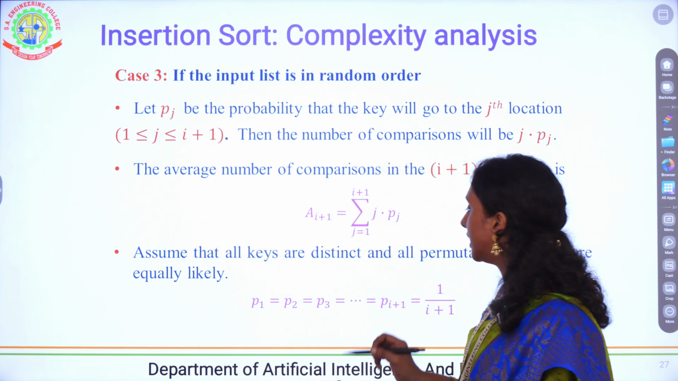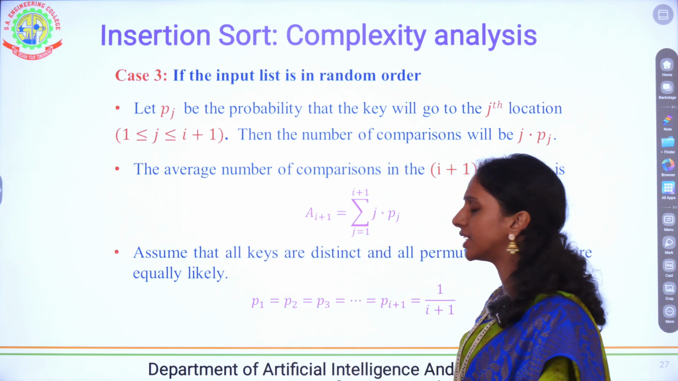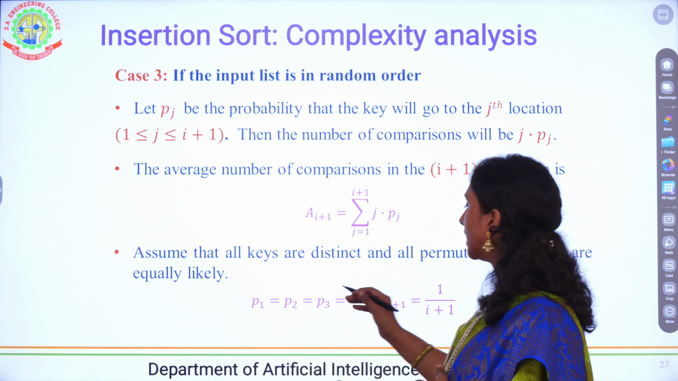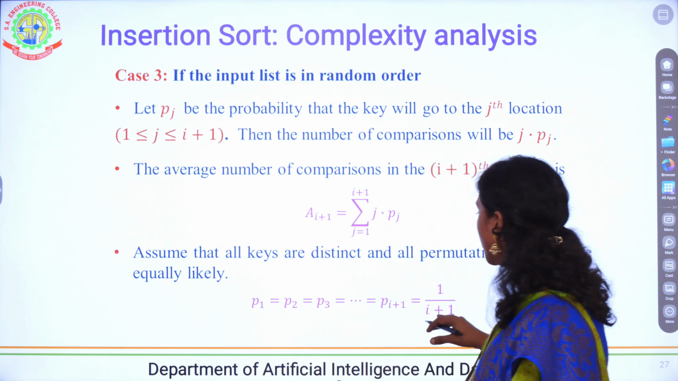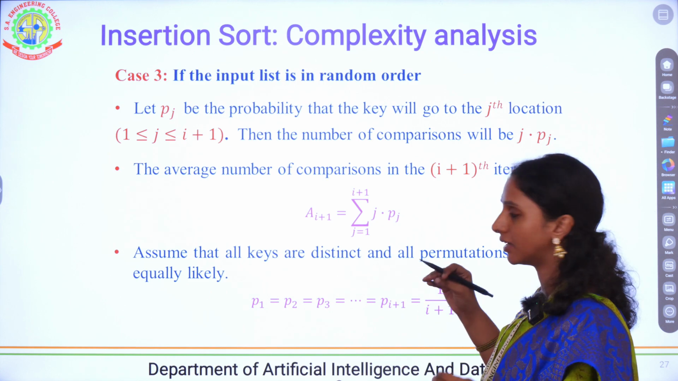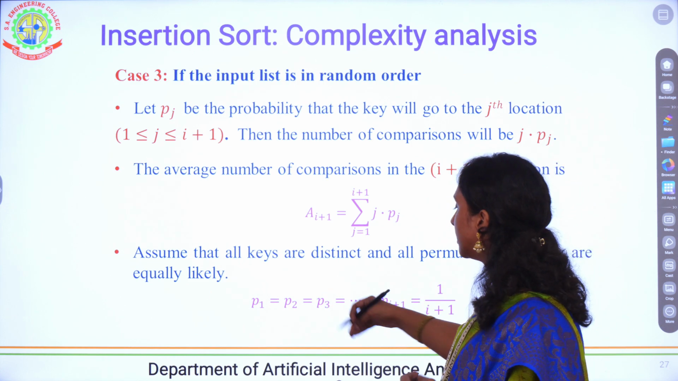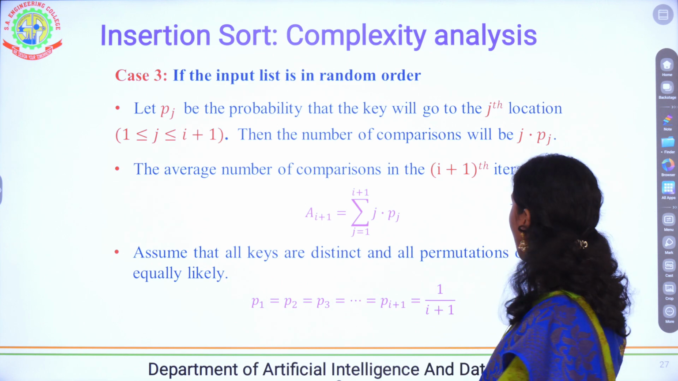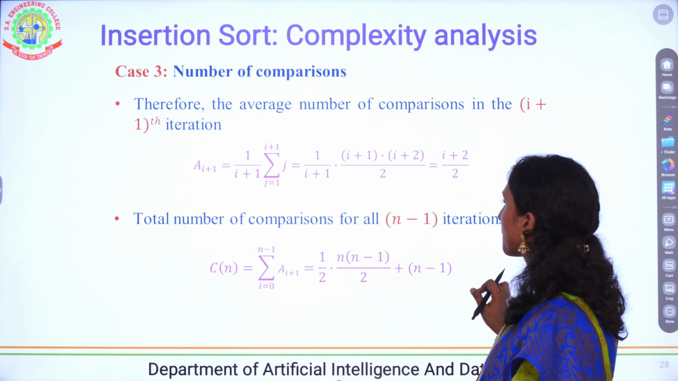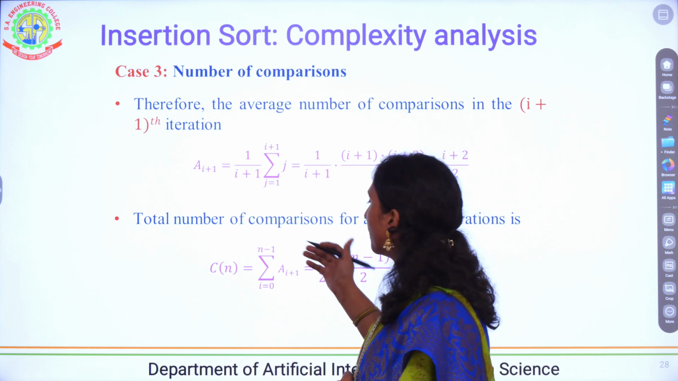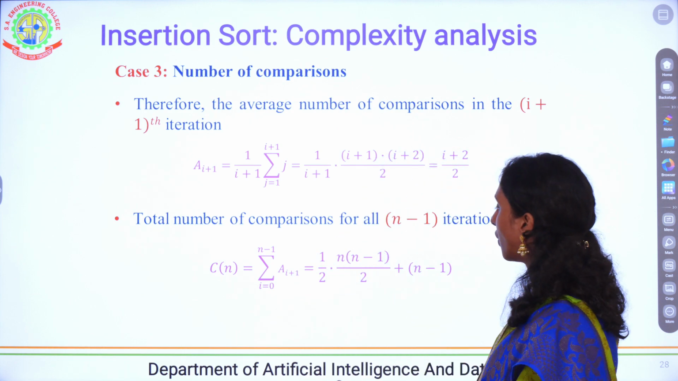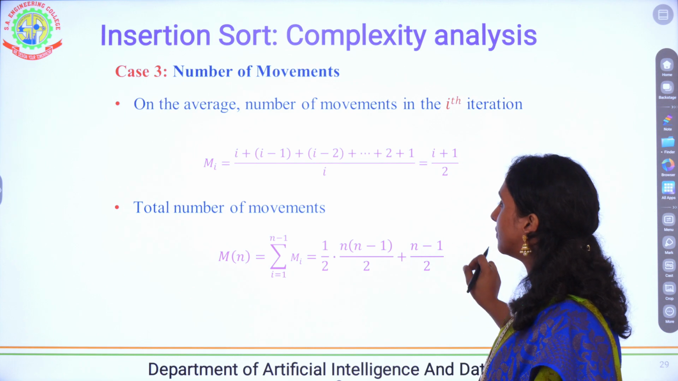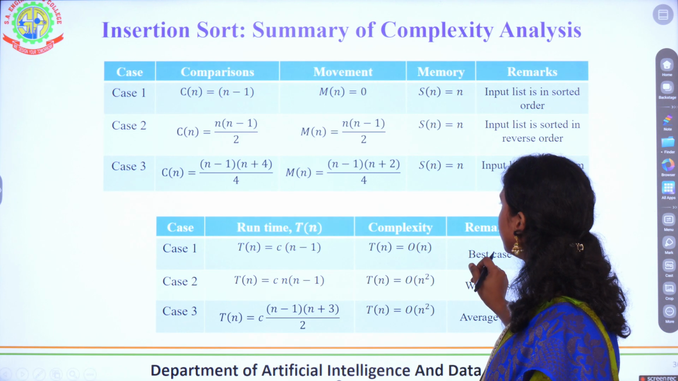Then assume that, as we have seen, the probability will be uniformly distributed. So for each and every element, the probability will be the same at a particular position, which is given by 1 by i+1. So the number of comparisons will be given by the following formulae, and the number of movements will continue.